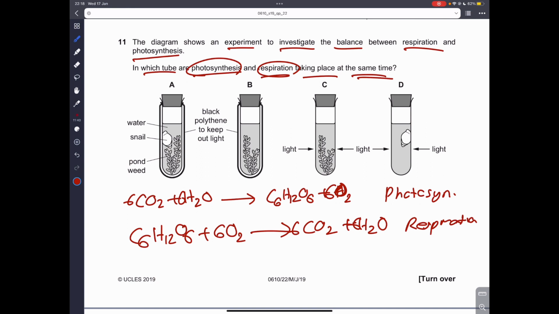So you have to know which ones are doing which. Okay, now let's look at the tubes. Let's look at tube number A. There's water, there's snail, there's a pondweed.